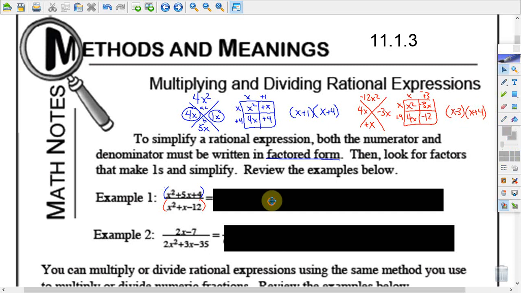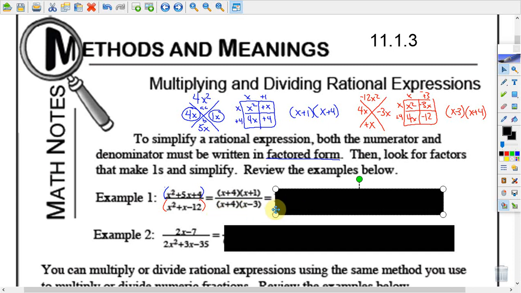So when I do that, hopefully I got the same thing we got there. Sure enough, we have x plus 4 times x plus 1 on top. On the bottom, x plus 4 times x minus 3. Well, now we can put a big 1 right through those x plus 4, because whenever we have an x plus 4 over x plus 4, that'll give us 1, or any number over itself is 1. So now we have 1 times x plus 1 over x minus 3.